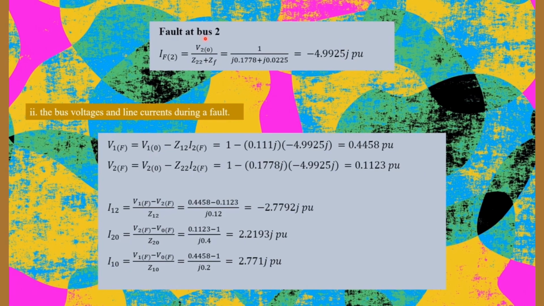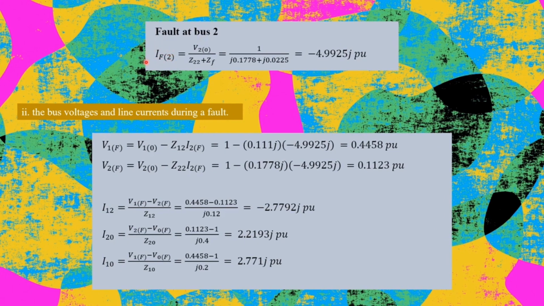Since the fault occurs at bus 2, we need to find the fault current at bus 2. This is the formula, and by evaluating it, we will get an answer of negative 4.9925j per unit.